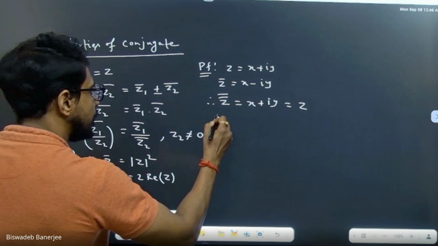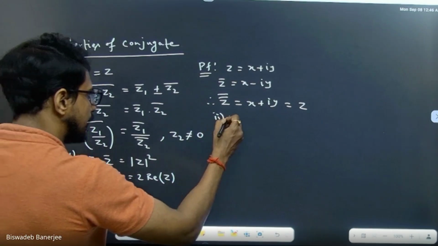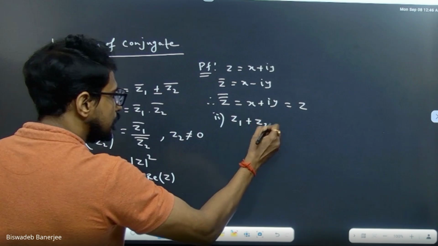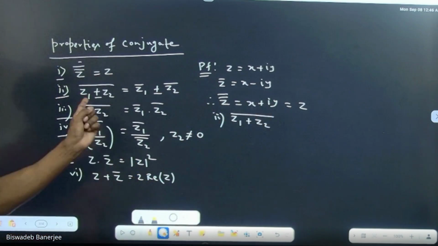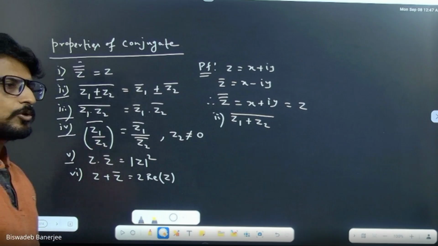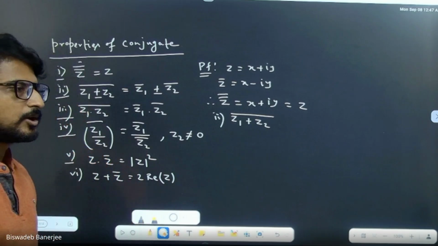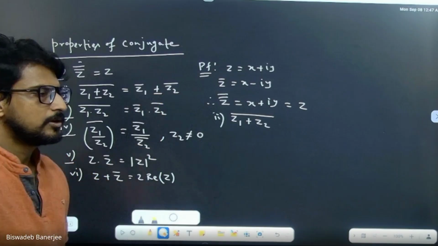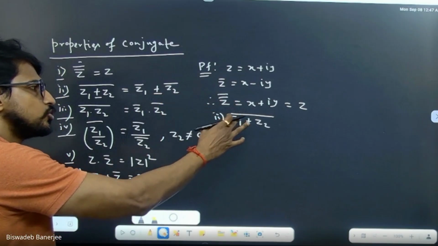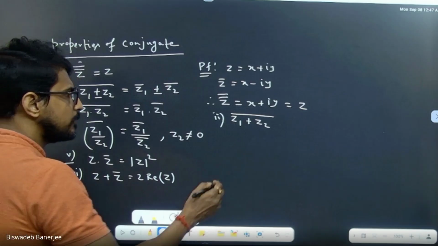Then my next property is (z1 ± z2) conjugate. Suppose we are taking the plus sign. So this property says (z1 + z2) whole conjugate must be z1 conjugate plus z2 conjugate, right? See that (z1 ± z2) conjugate will be z1 conjugate plus or minus z2 conjugate. So how can you prove that?